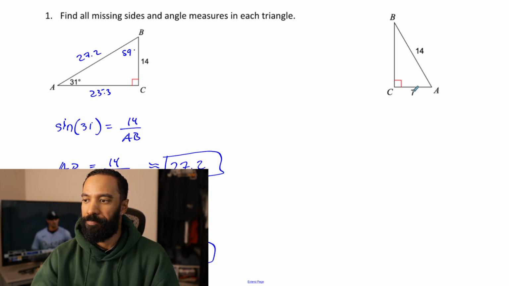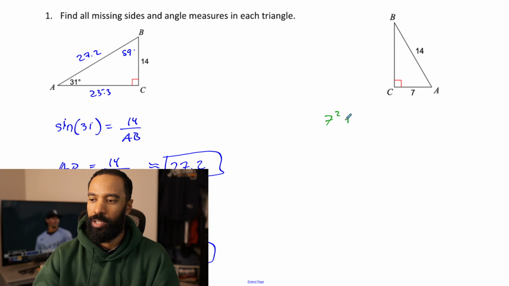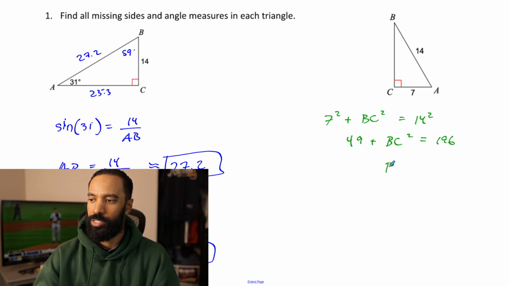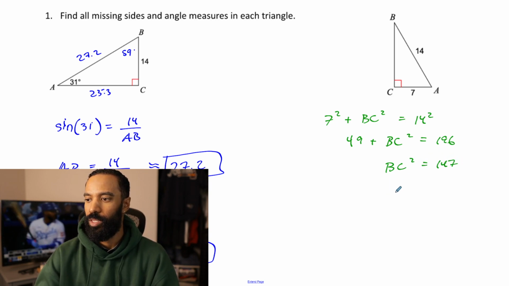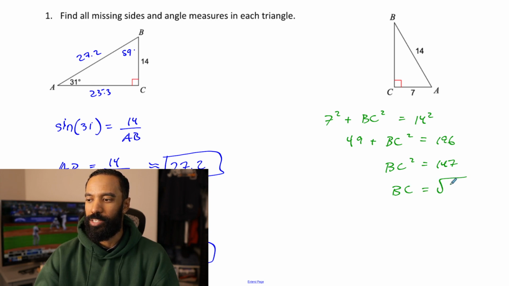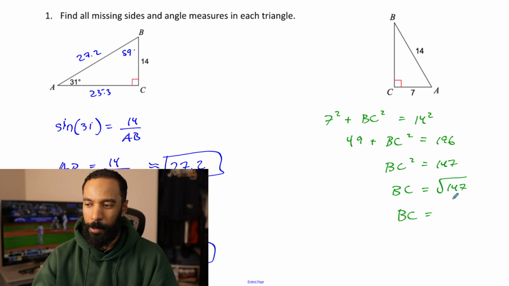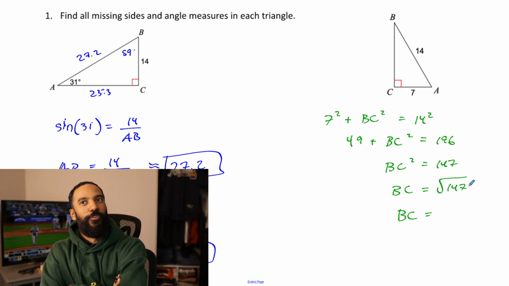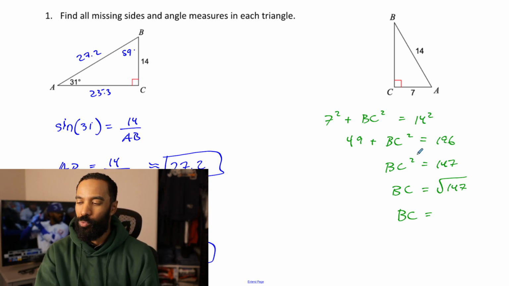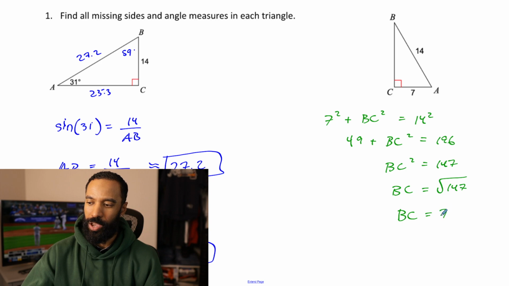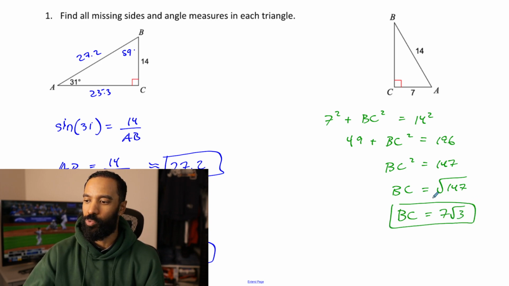All right, so start with the Pythagorean theorem here. 7 squared plus this BC squared equals 14 squared. So 49 plus BC squared equals 196, and BC squared equals 147. So BC equals the square root of 147. Now, 147 is 49 times 3. So root 147 is root 49 times root 3, or 7 root 3. So once again, we're revisiting that 7 root 3.